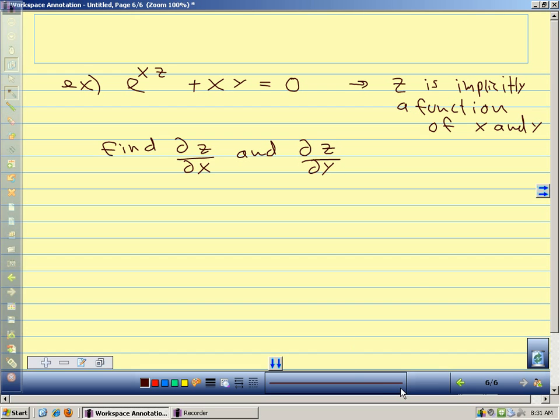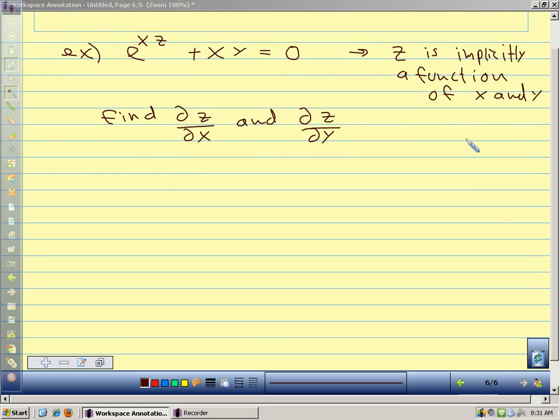So without using partial derivatives, we have a method that we could use to find z in terms of x and y. We could take the derivative of this with respect to x and use implicit differentiation and solve for z prime. We know how to do that. But with partial derivatives and the rule that we just used, we can simplify our work a lot.